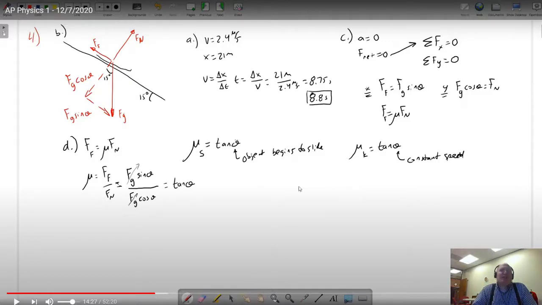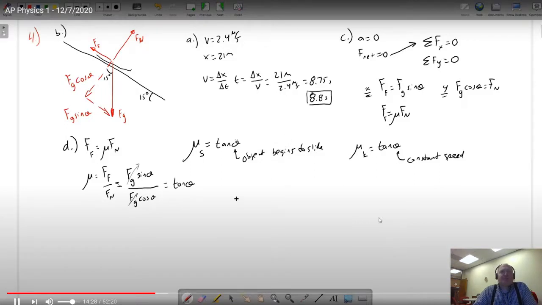And so I thought this was a really great explanation of getting confused by an equation they might find in the book. Wait a minute, how can the coefficient of static friction be the same equation as the coefficient of kinetic friction? He's saying, well, this is something you can do in the lab, but you're looking for different things. You're looking for object begins to slide versus constant speed.